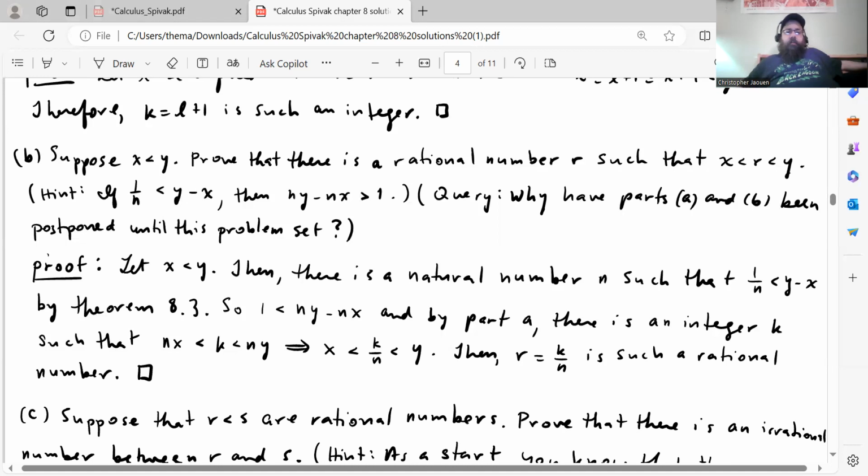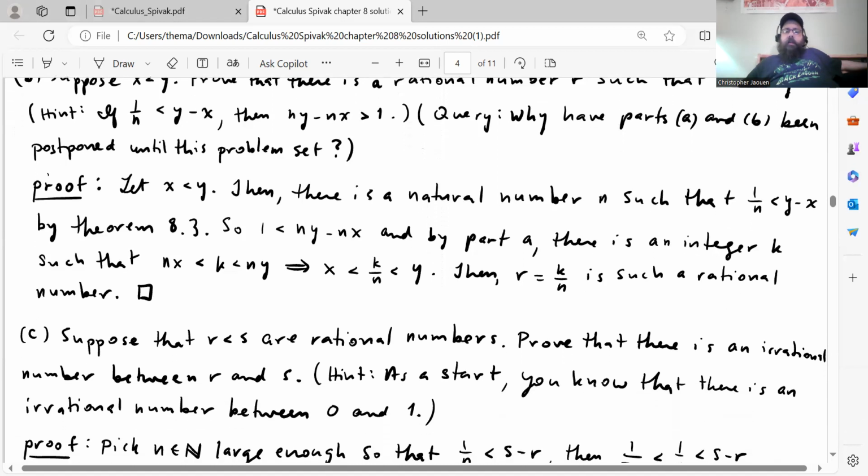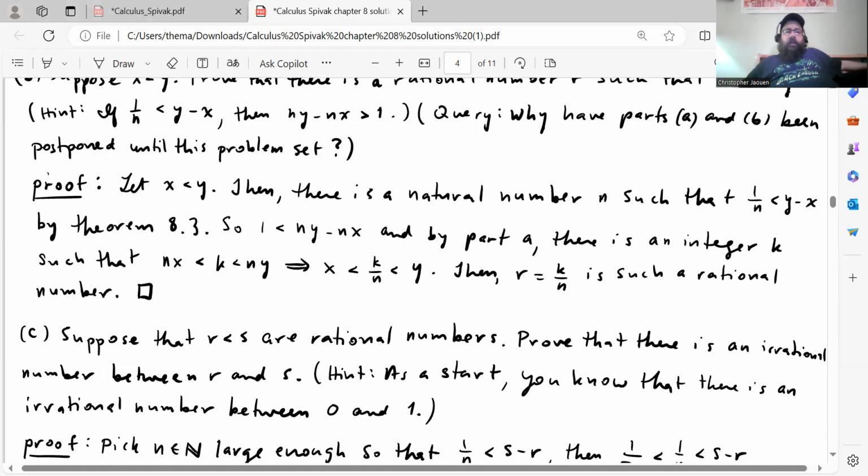But let's go ahead and do the proof. I use his hint here. So let x be less than y. Then there is a natural number n such that 1 over n is less than y minus x, by theorem 8.3, which is the Archimedean principle for the real numbers. So 1 is less than ny minus nx, just from algebra. You just multiply the inequality through by n, and that gives you that equivalent form. And by part A, there's an integer k such that nx is less than k less than ny, which implies that x is less than k over n less than y, by just dividing by n. So we used part A to do this, and the Archimedean principle.